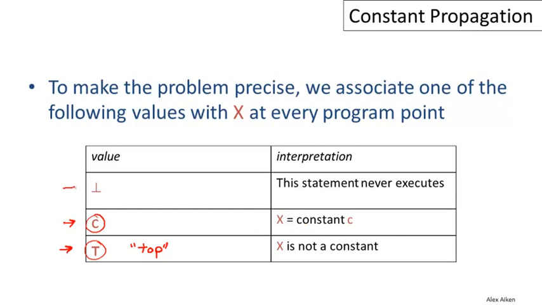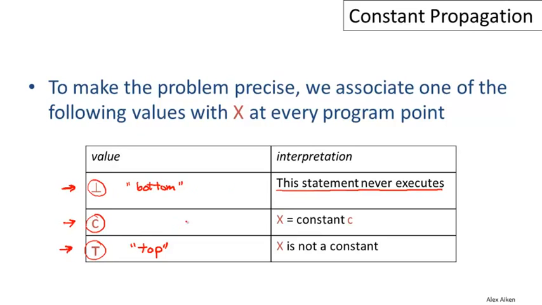Now, there is a third possibility, which is not immediately intuitive, perhaps, but as we will see, plays a very important role in algorithms for global constant propagation, in fact, in all global data flow analyses, and that is bottom. This value is pronounced bottom, and intuitively, the idea is that it's kind of the opposite of top. The interpretation of bottom is going to be that this statement never executes.